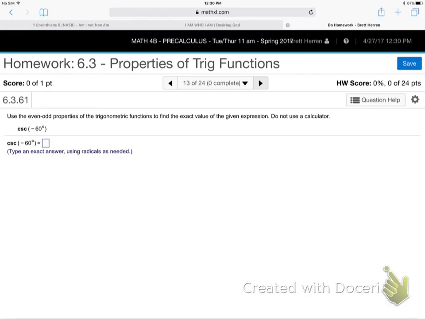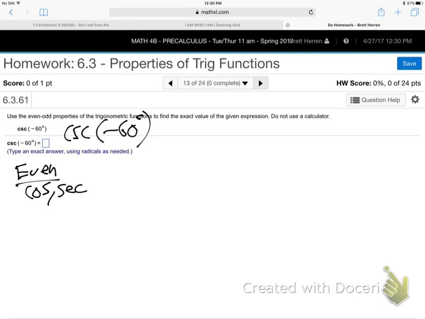Okay, so cosecant of negative 60. Do you guys know about the even-odd thing from your trig days? Basically, the even functions are cosine and his upside down secant, and the odd functions are the other four: sine and his upside down cosecant, and tangent and his upside down cotangent. So what's even and odd?